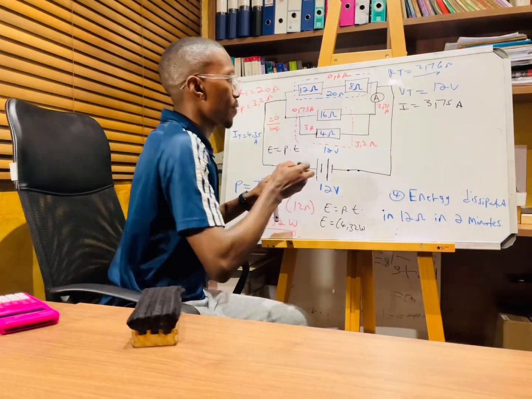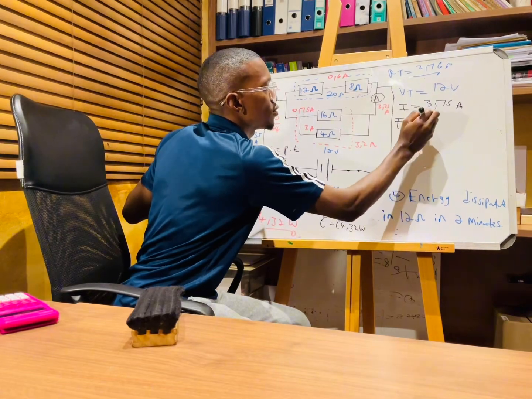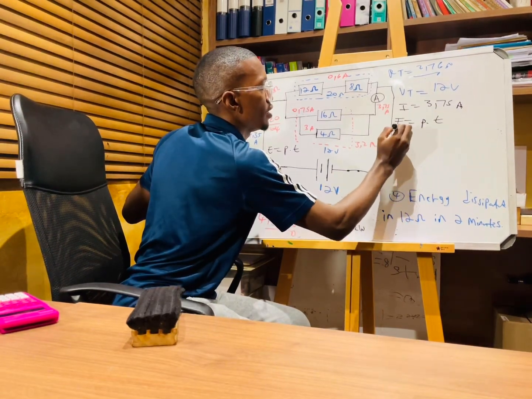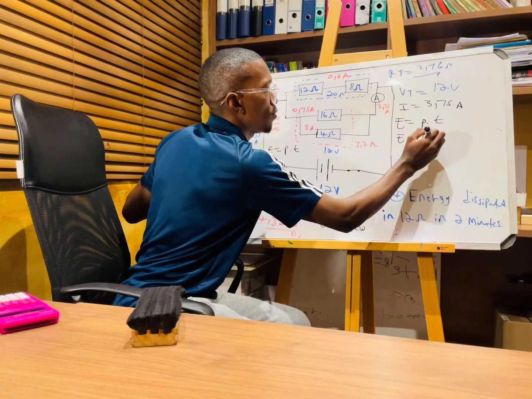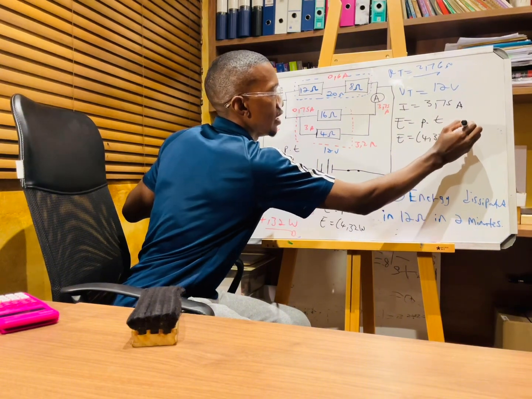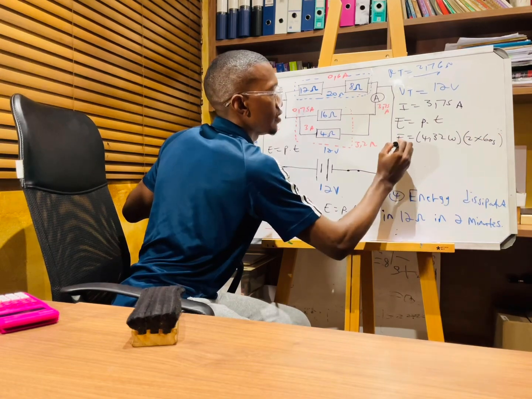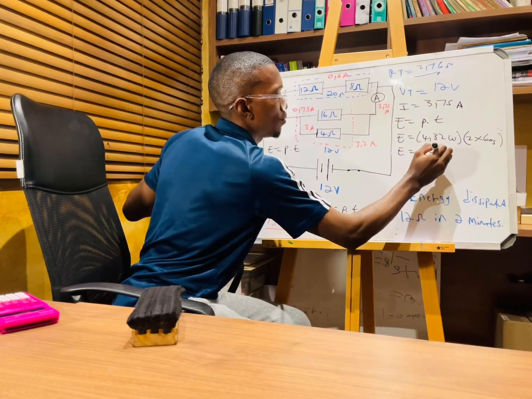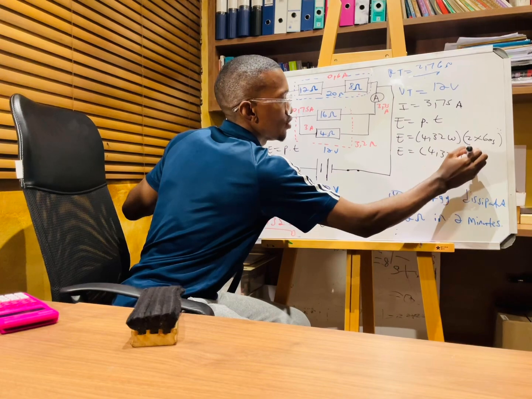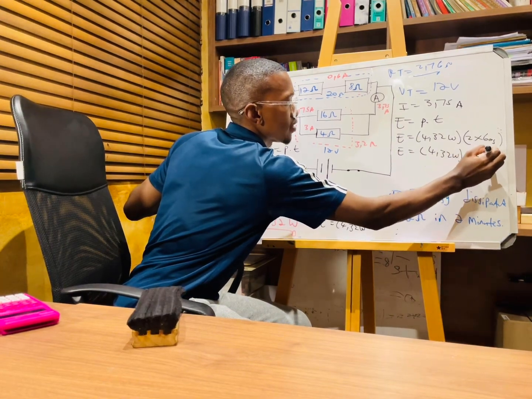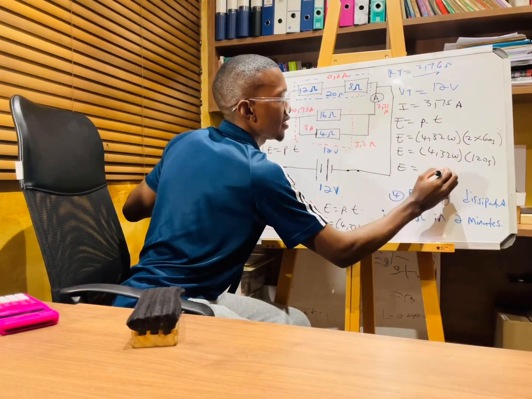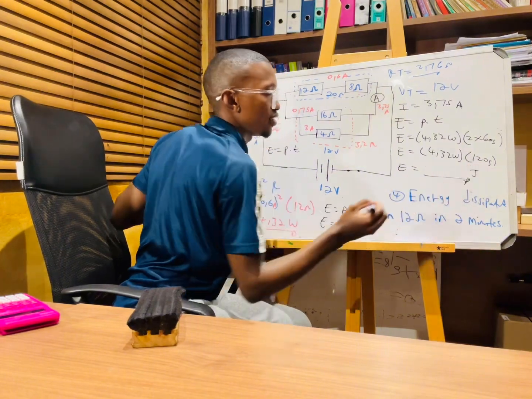So check: E equals P times time. The P is 4.32 watts, and my time is going to be 2 times 60 seconds. The E is still going to be 4.32 watts times 120 seconds. And then the E is measured in J.